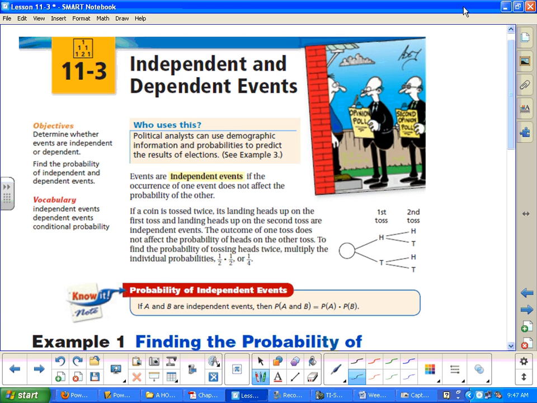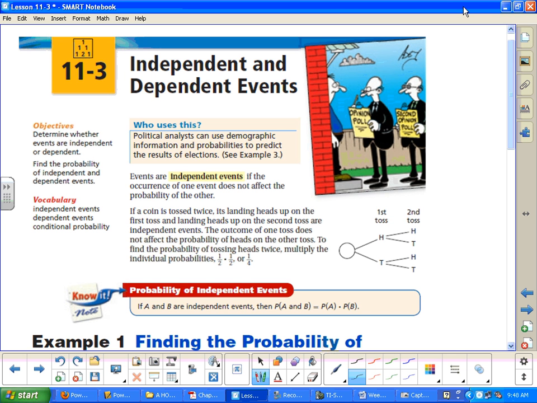All right, so lesson 3 then is independent and dependent events. So we're still going to be working with probabilities, but we're going to talk about specifically independent and dependent events. In reality, there's not a lot different about them, for the most part. Independent events are if the occurrence of one event does not affect the probability of another. So for instance, if I flip a coin once, and then I flip a coin a second time, does the result from the first flip affect the result from the second flip? No. So those would be independent events.